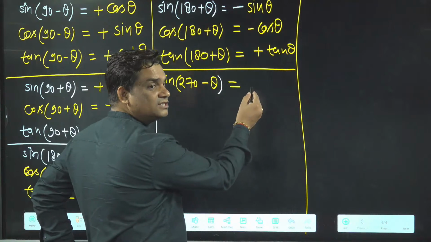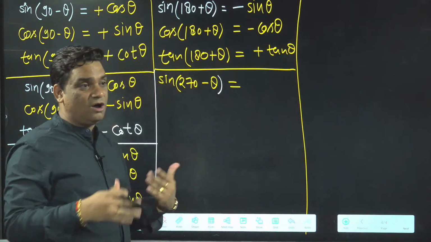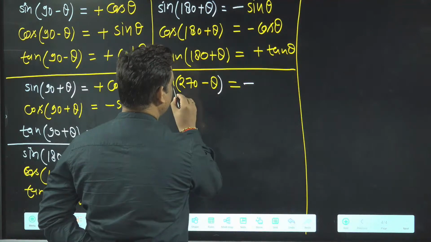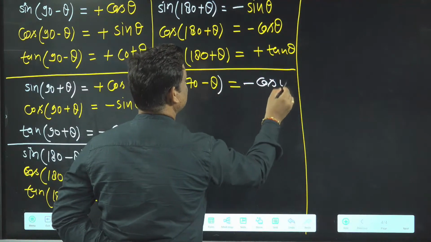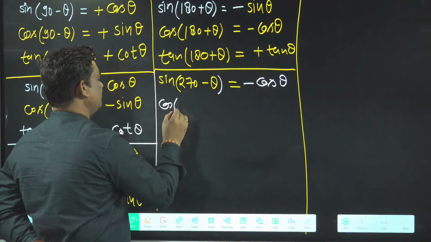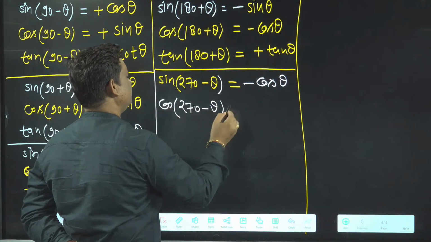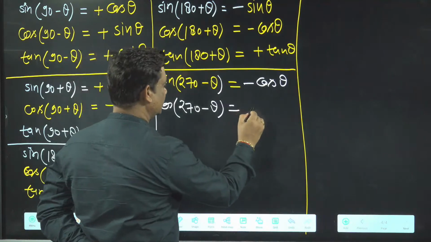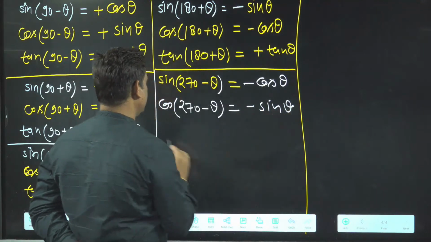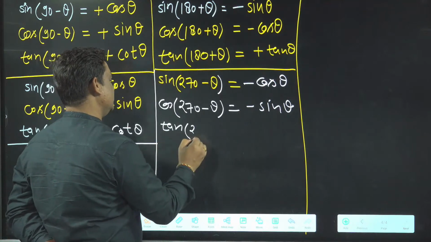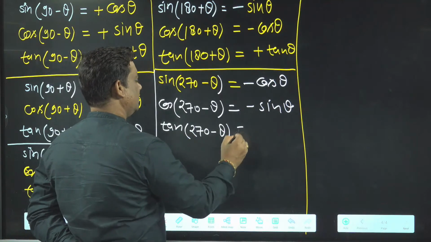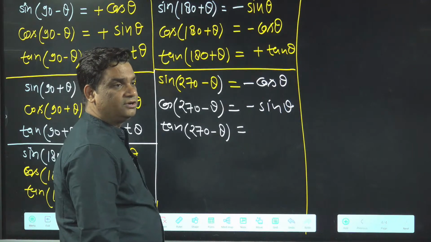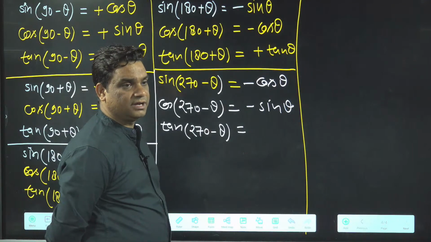Then only I will get to know how many people are getting it. This is minus, first of all, 270 is going to change. So minus cos theta. Cos 270 minus theta, what is the answer here? Minus sin theta. Then tan 270 minus theta, what is the answer? Tell me fast. Till I receive answers from 10 to 15 people, I am not going to write here.